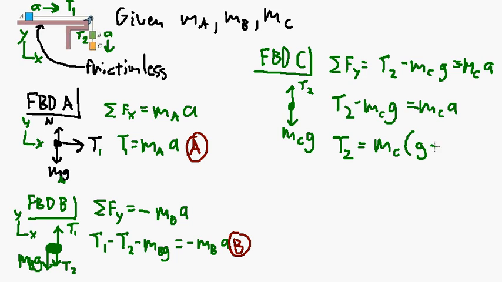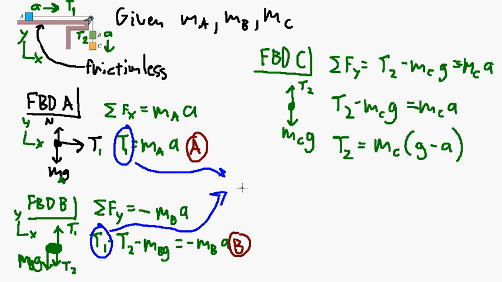Where can we find A? Well, we can take these two equations. Here T1 is mA A, and here's T1, T2, and so on. So let's take these two and put them together. This T1 here can go into T1 there, and we can combine them to get mA times A minus T2 minus mB times G equals negative mB times A.